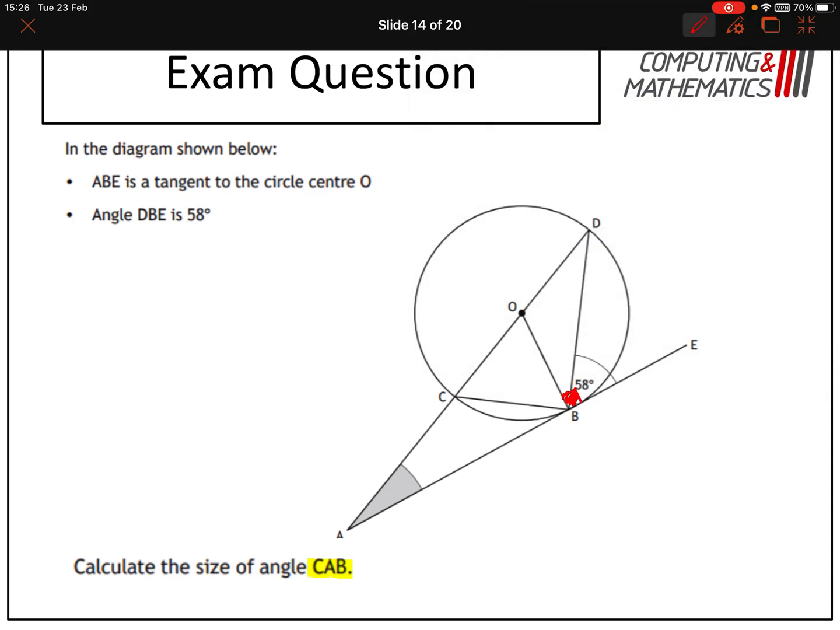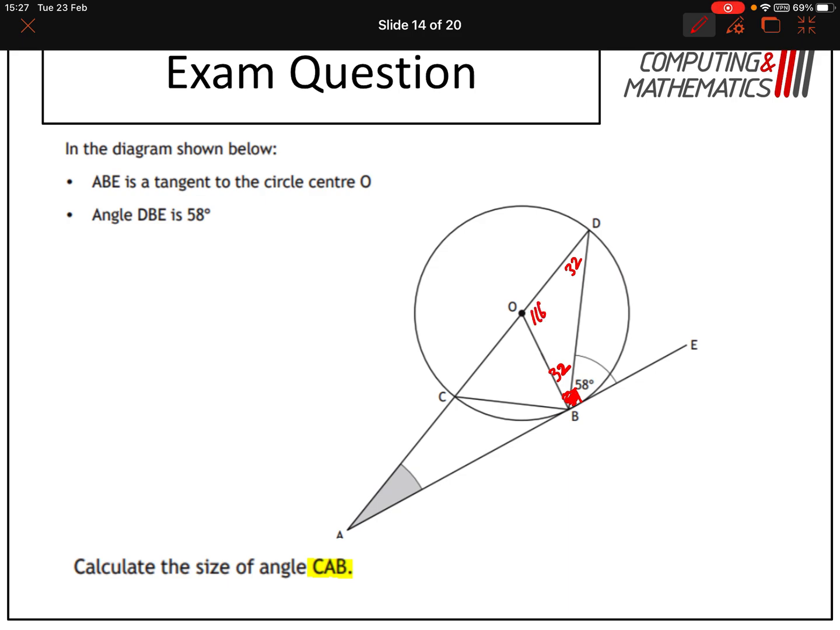We've had that 58 before, so that's 32. Yeah, so then I've got a chord up here, 32 degrees as well. Okay, and I may as well keep going and find the one at the centre. So I've got 64. Angles in a triangle add up together to give me 180.